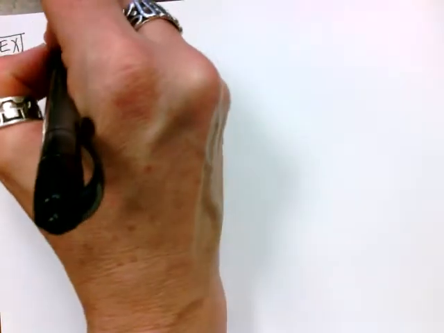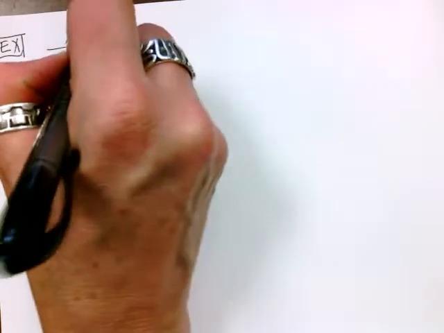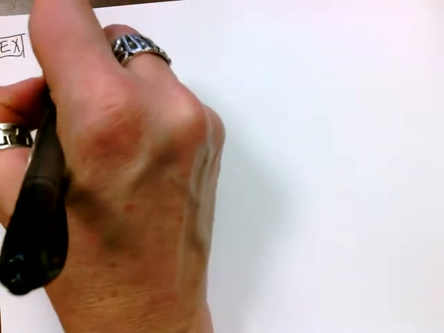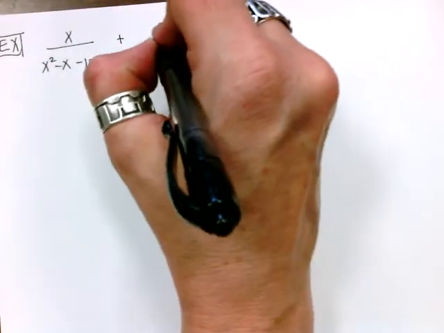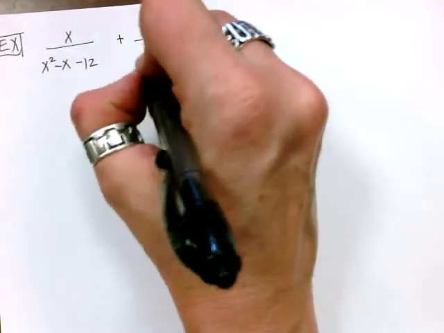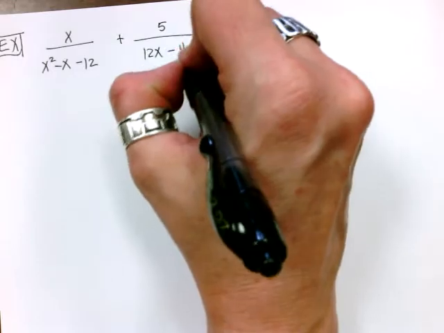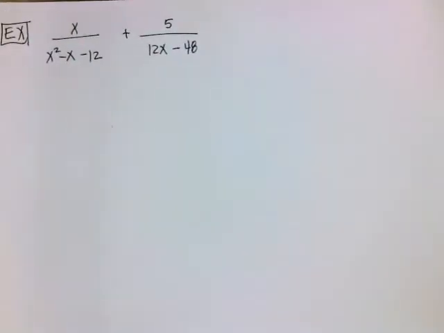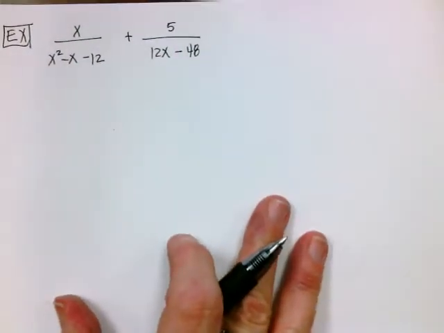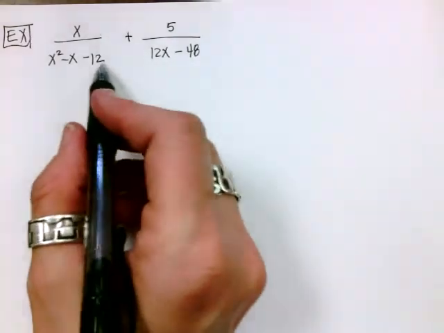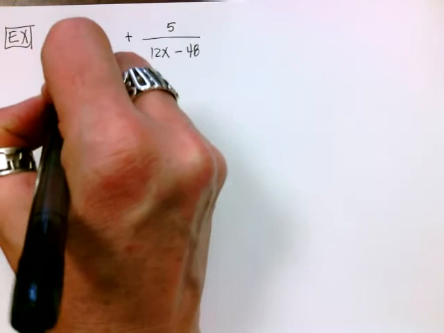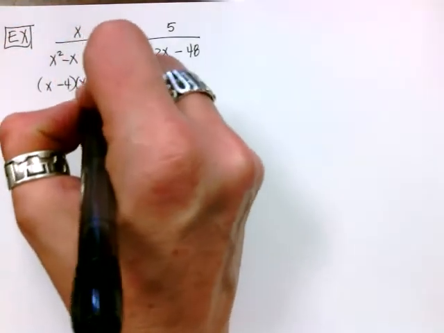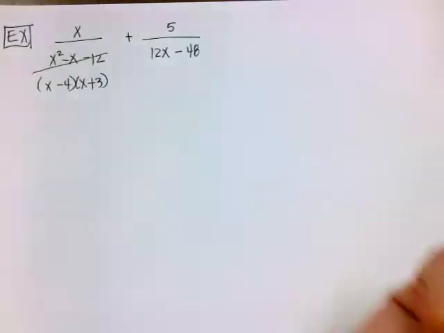This problem, sorry, it's not the first one. It's going to be x squared minus x minus 12, and I'm going to add it to 5 over (12x minus 48). So with all of our addition or subtraction of rational expressions, I always want to factor first. So this one is going to be (x minus 4) and (x plus 3). And I'm going to draw a line through that.